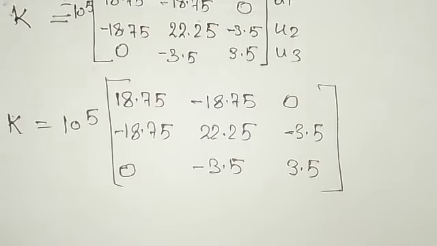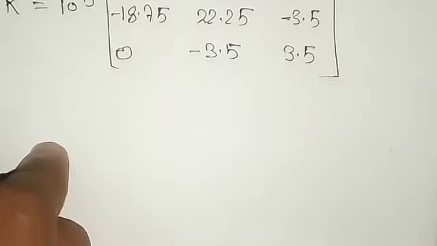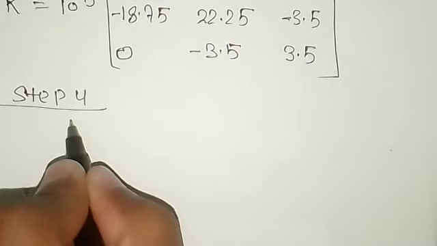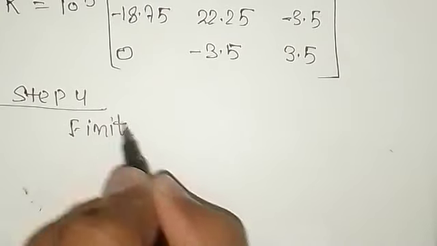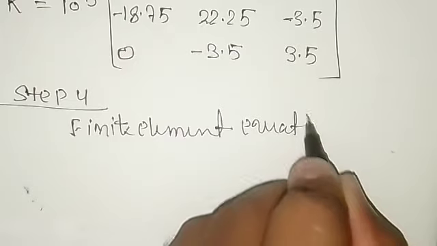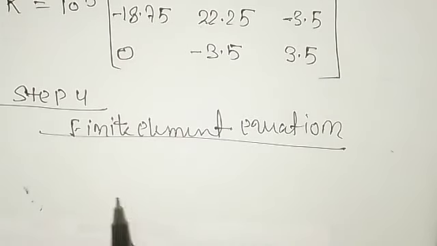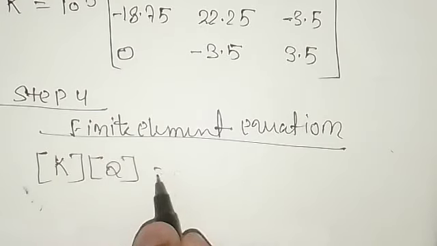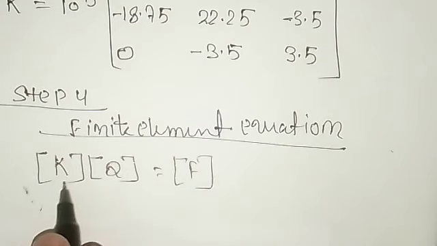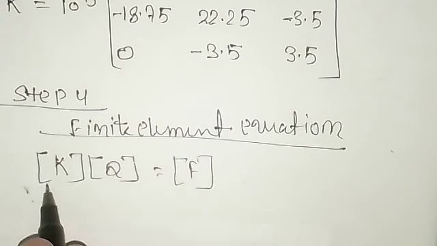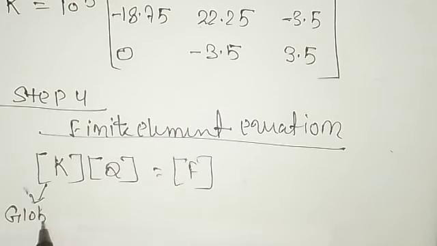Now we'll move to step 4, that is the finite element equation. So what is the finite element equation? That is KQ is equal to F. K is the global stiffness, Q is the nodal displacement, and F is the load vector, right? So for understanding purposes you can write this is the global stiffness matrix.